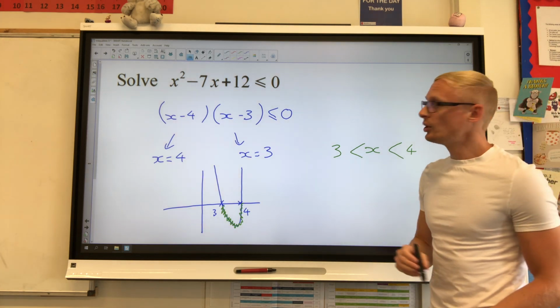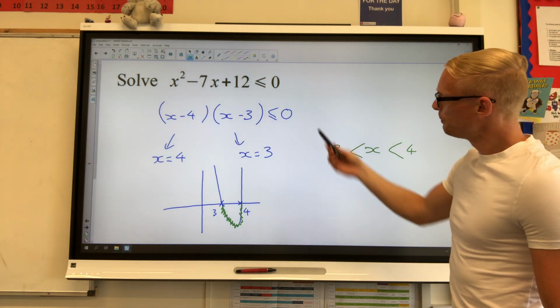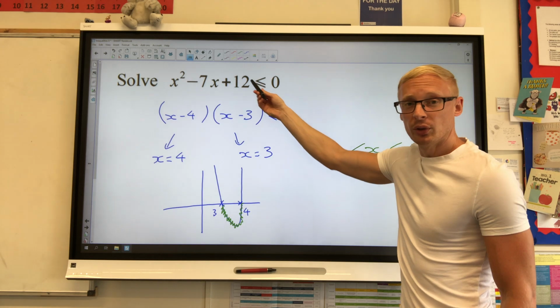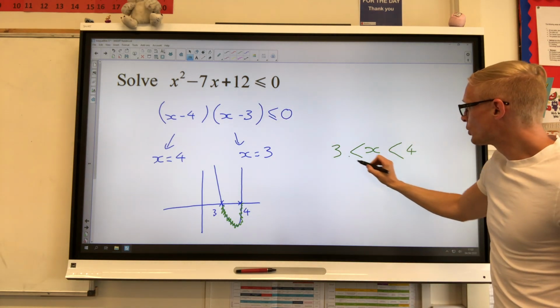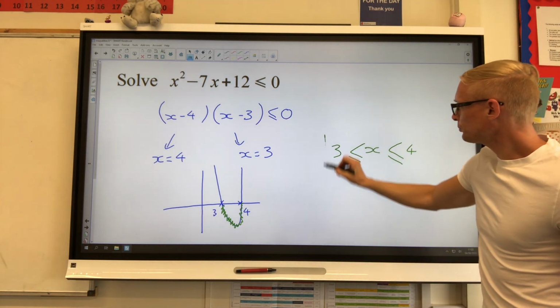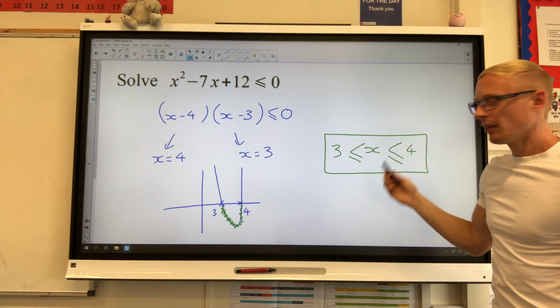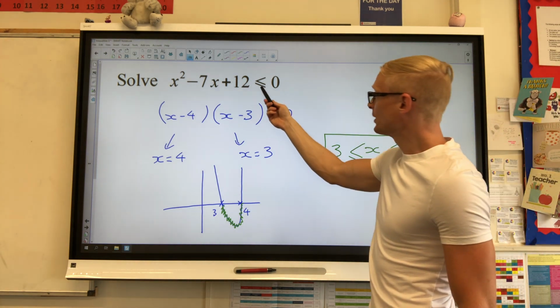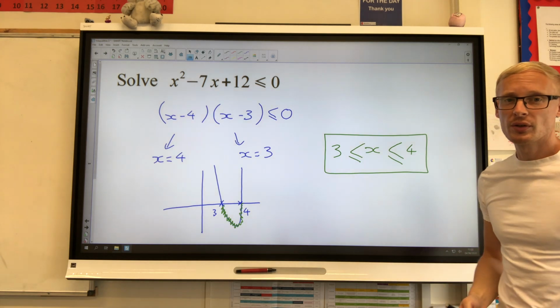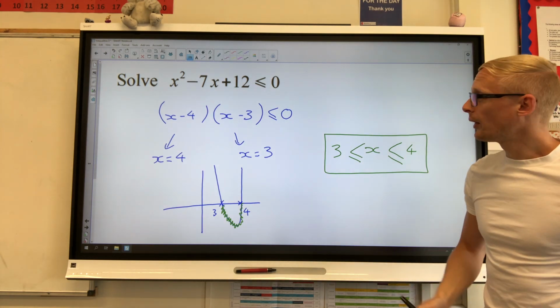But the last thing you've got to do is just refer back to your question. And if you see in the question you've got equal to, you need to make sure you have equal to in your answer as well. So it's just about mirroring that final inequality in terms of if that's equal to, that should be equal to as well for our answer. So again, I'd like you to copy that one down.